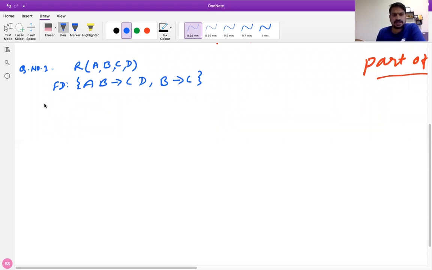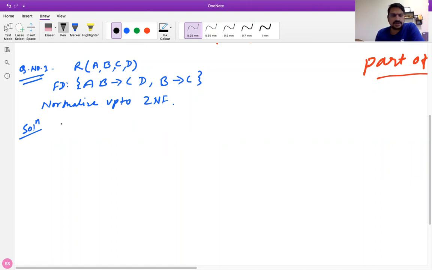The question is: normalize up to second normal form. Okay, normalize up to second normal form. Let's go for the solution. Now, while making the solution for any normalization process, the first step will be to find the candidate key. Okay, find the candidate key.